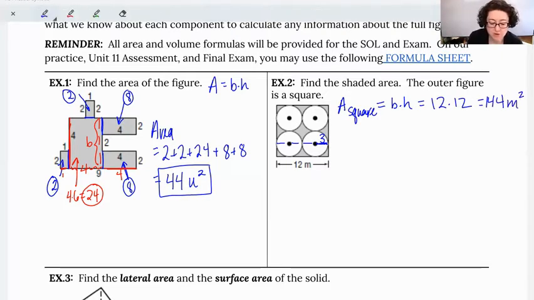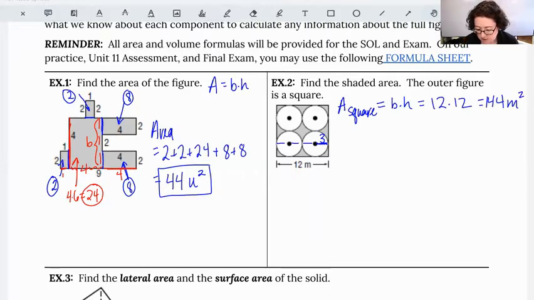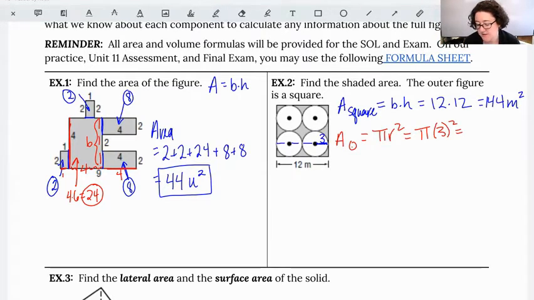So now let's look at our circles. The area of one circle, our formula is pi r squared, and we just figured out our radius was 3. So plug that in. 3 times 3 is 9. So if I leave this in terms of pi, I have 9 pi. Again, it's area, so it's squared units, meters squared.